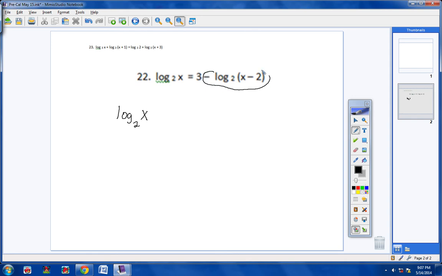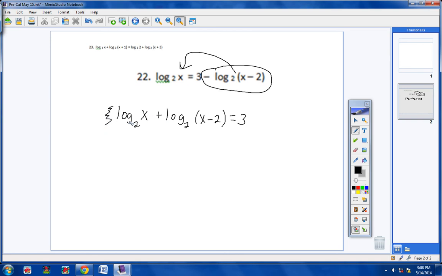See this negative logarithm right here? Pick it up and bring it over here to the left side, and when you do, it's going to be a positive logarithm base 2 of x minus 2, and of course that equals 3. So I picked this up and brought it over here. Now notice I have 2 logarithms that are being added. Nothing to the left of this log, nothing to the left of this log. They both have a base of 2, and both logarithms are being added.